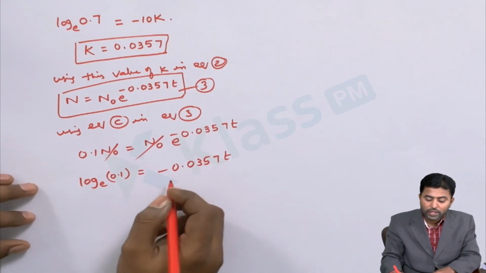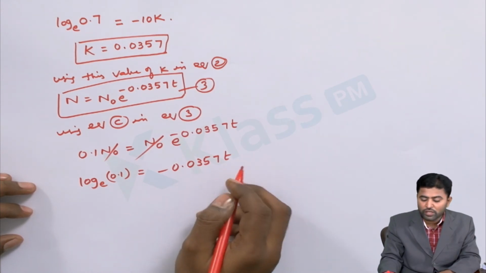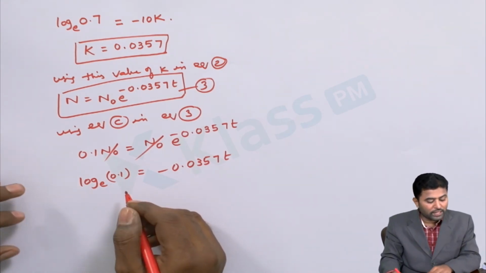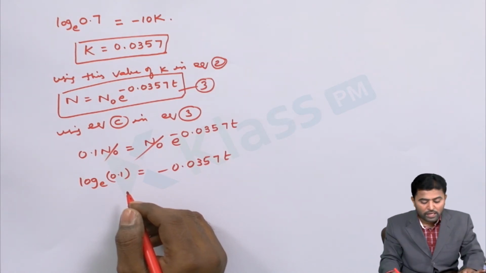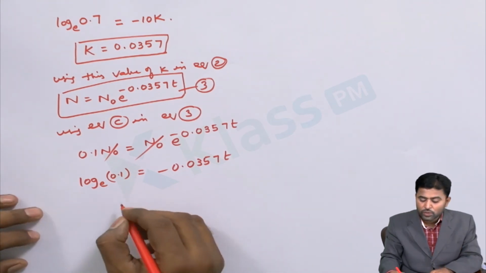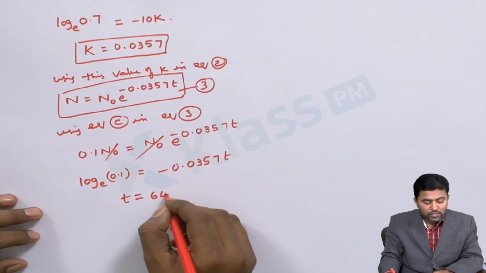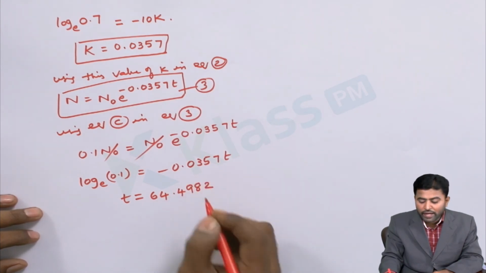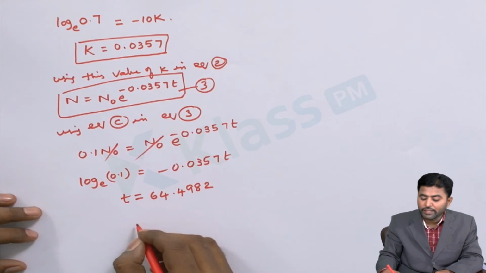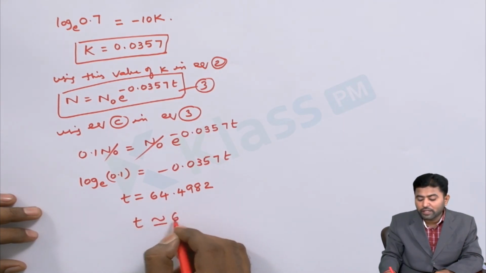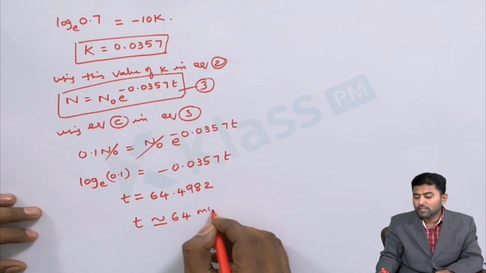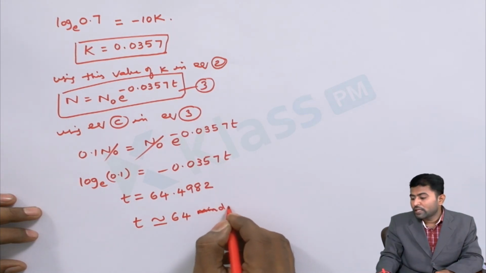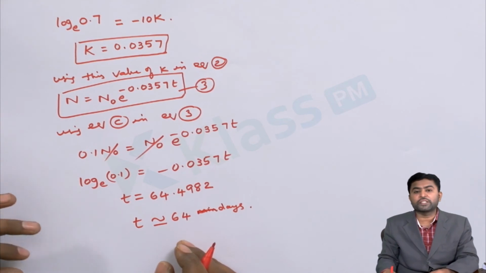So we'll get ln 0.1 divided by minus 0.0357. So we'll get t is equal to 64.4982, or I can write approximately 64 days, because it is mentioned in days.